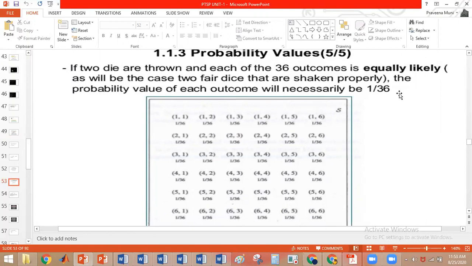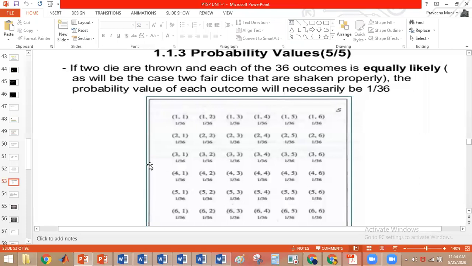If you shake it properly, all the outcomes are equally likely occurring. So we have to shake the dice properly when we throw it. The probability value of each outcome will necessarily be 1 by 36. Because what are we doing? We are throwing two dice.